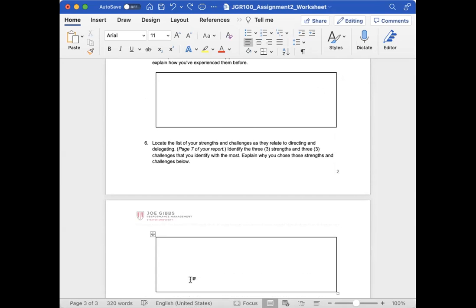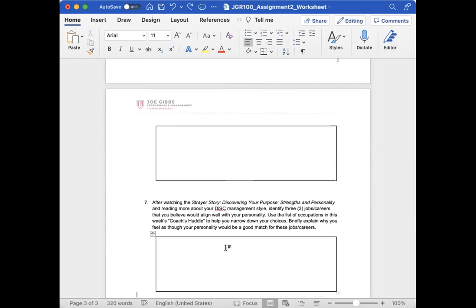Number 6, locate the list of your strengths and challenges as they relate to directing and delegating. This information can be found on page 7 of your report. Identify the 3 strengths and the 3 challenges that you identify with the most. Explain why you chose those strengths and challenges below. So you're going to identify those and list those there. You have a key on page 7, so it makes it easy for you to go to that and complete it.